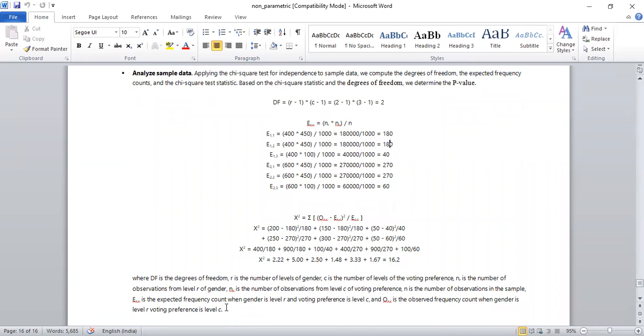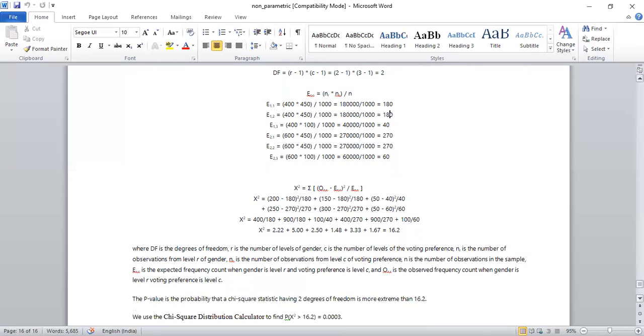Here DF is the degrees of freedom, R is the number of levels of gender, C is the number of levels of voting preference, n_r is the number of observations from level r of gender, n_c is the number of observations from level c of voting preference, and n is the number of observations in the sample. E_rc is the expected frequency count when gender is level r and voting preference is level c, and O_rc is the observed frequency count when gender is level r and voting preference is level c.